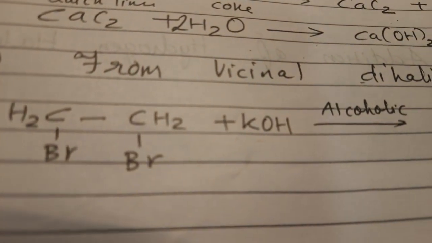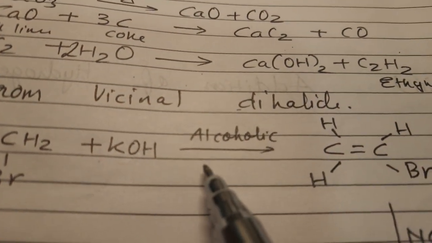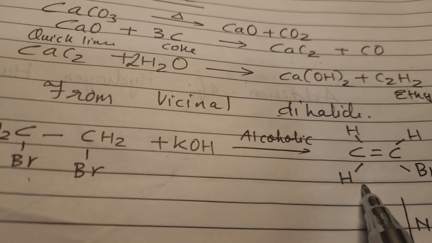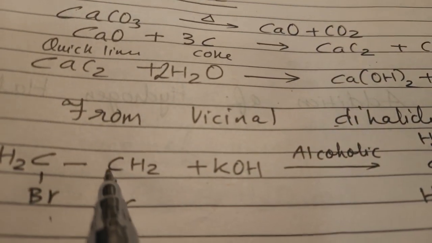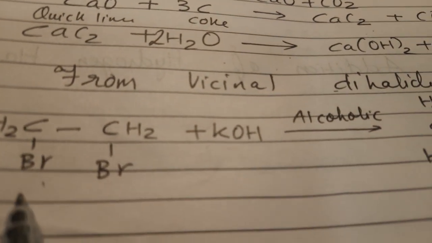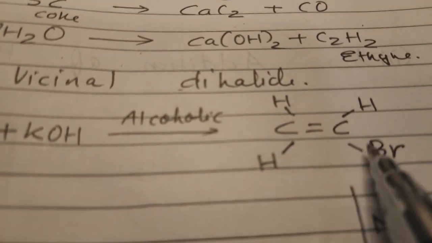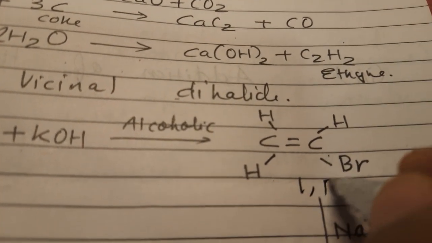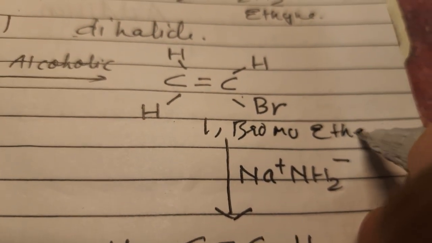When it reacts with KOH, first, which KOH? Alcoholic KOH. Then what happens? Dehydrohalogenation occurs. You see how? CH2Br, so Br is removed, right? And from the other CH2Br, one hydrogen is removed. So one hydrogen and one bromine are removed. This is known as a dehydrohalogenation reaction. And now the compound formed has only one bromine. So 1-bromoethene, right? A double bond is there, so it is ethene.